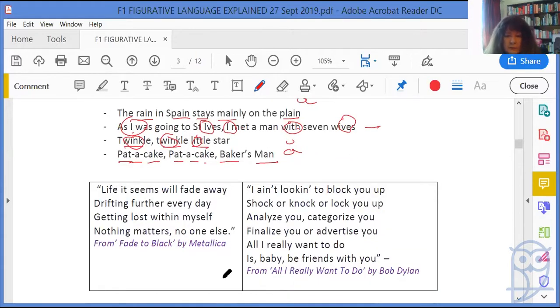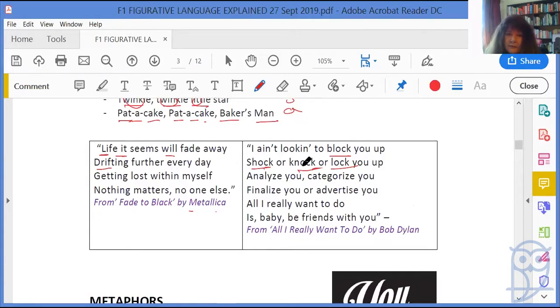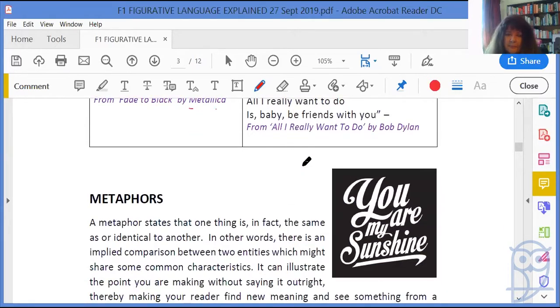There's 2 songs. There's one by Metallica. Look, life, it seems, will fade away, drifting further every day. Again, there's another song by Bob Dylan. I ain't looking to block you up. We've got the O sound, shock, knock, lock, etc. So as we said, songwriters, very keen on assonance.